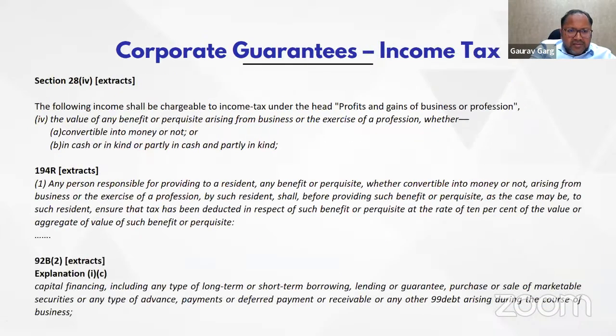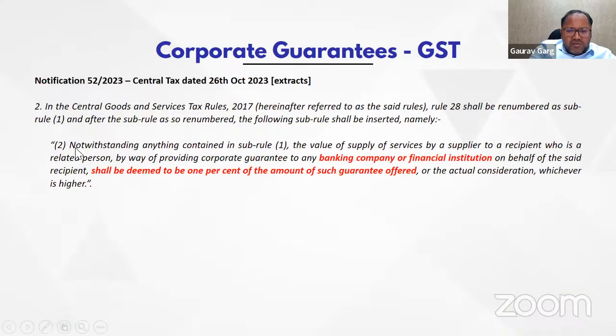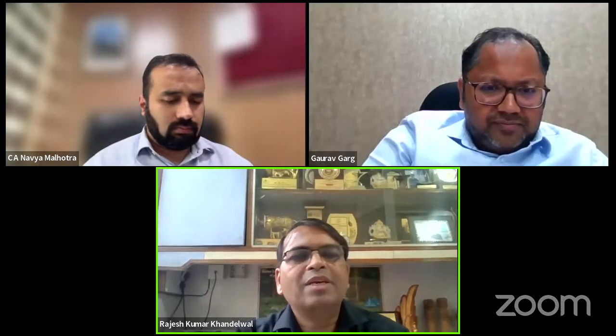देखिए, this is sub rule 2. Hope my screen is visible. It says, notwithstanding anything contained in sub-rule 1, the value of supply of service by a supplier to a recipient who is a related person. यह एप्लीकेबल तभी होगा जब रिलेटेड पार्टी हो। Absolutely. So तो वहां पे फिर 1% का इशू ही नहीं आएगा। Absolutely.